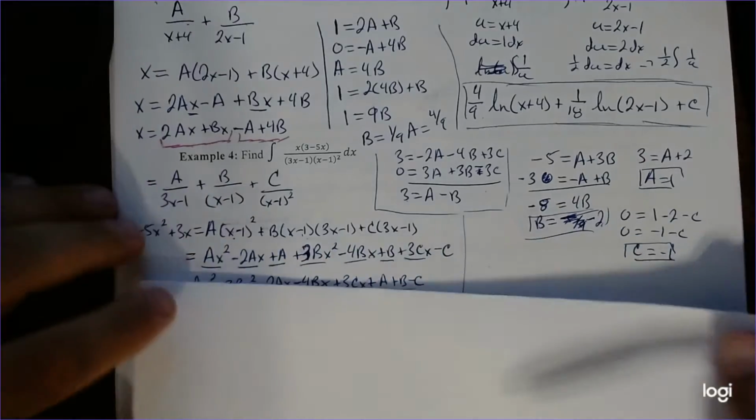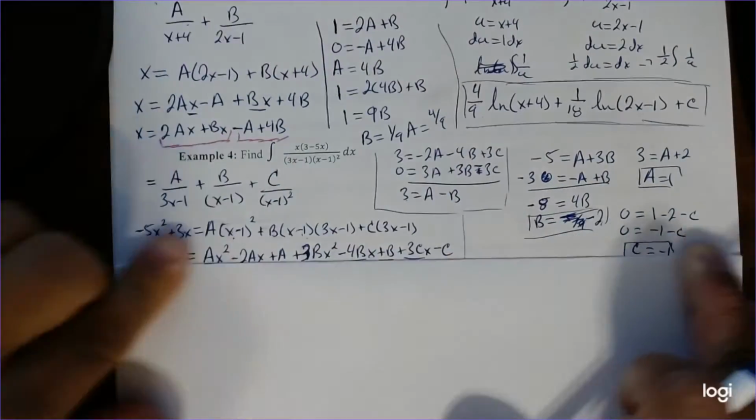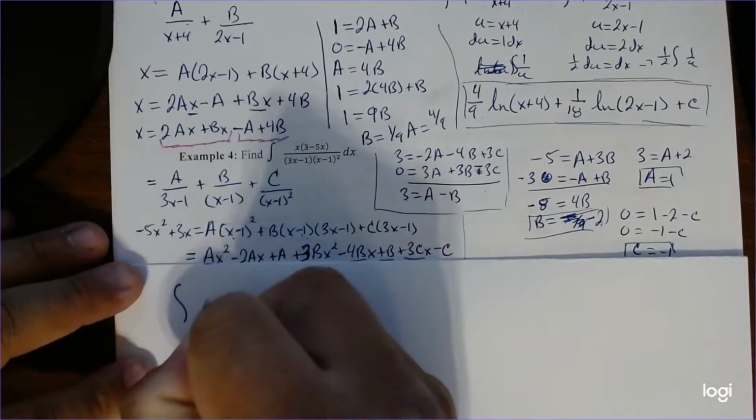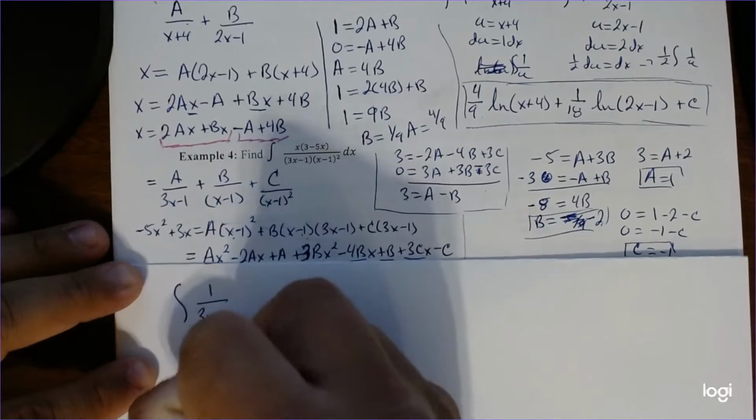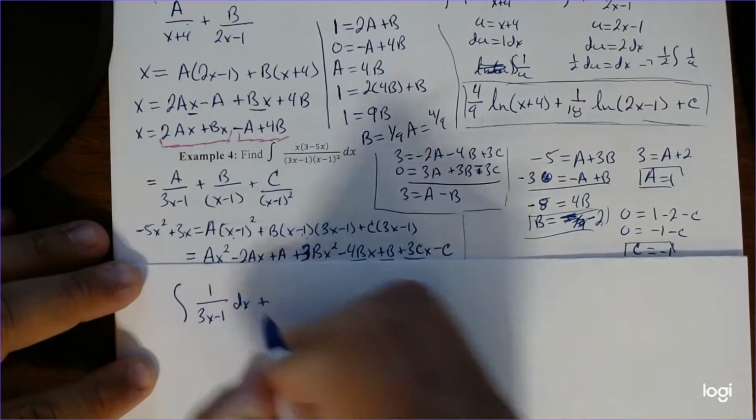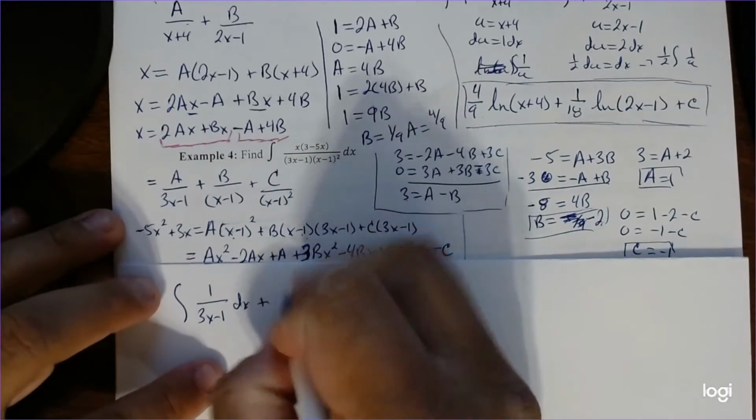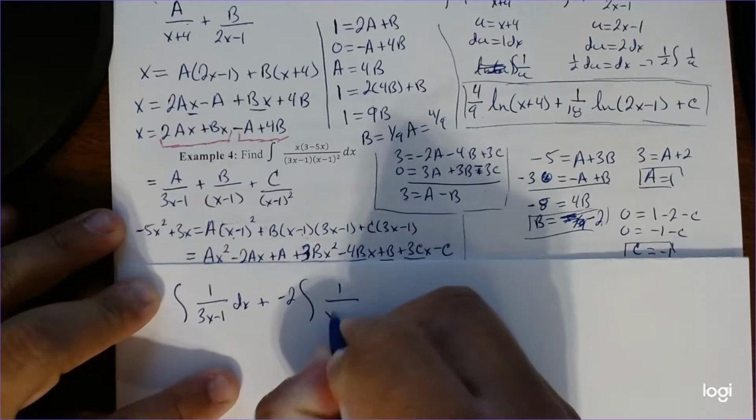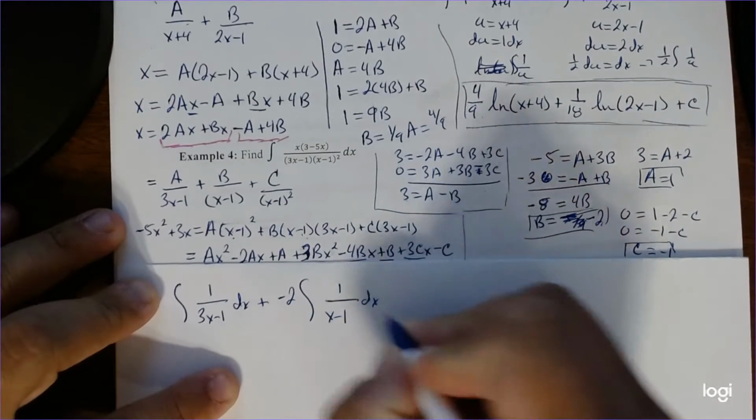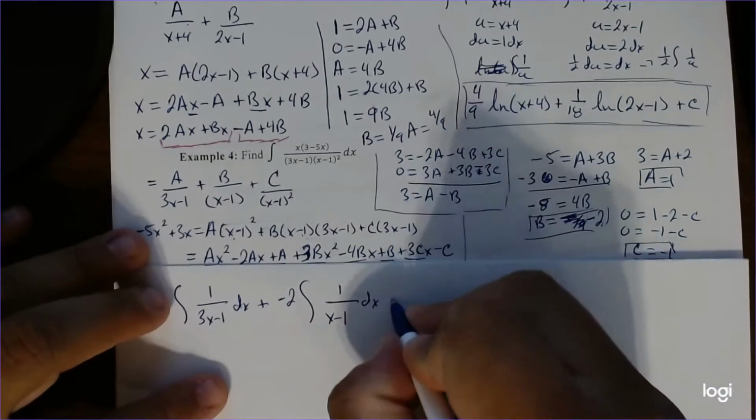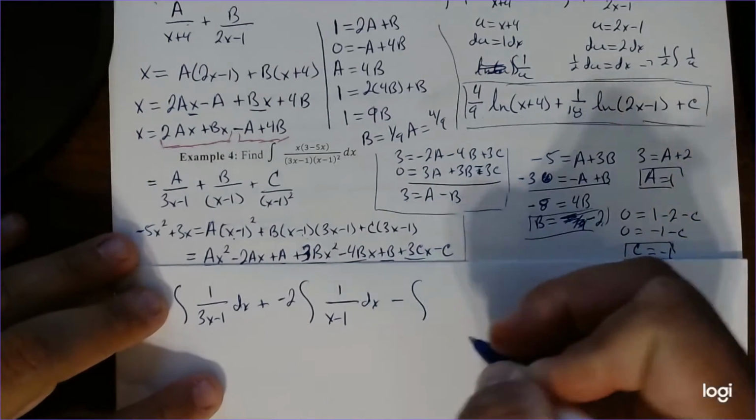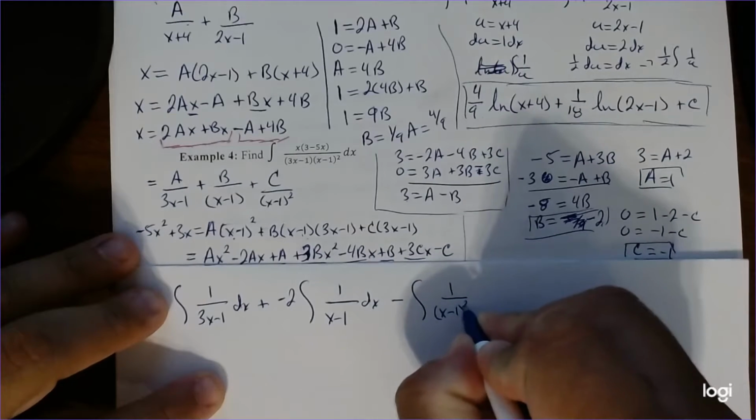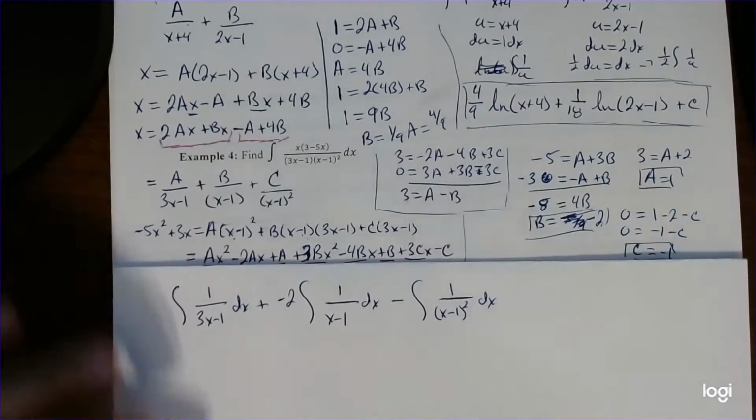Okay, so let's go back over here. So we have a, which is 1. So we have the integral of 1 over 3x minus 1 dx plus, I'll put just negative 2 on the outside, negative 2 of 1 over x minus 1 dx, and then minus, so negative integral of 1 over x minus 1 squared dx.